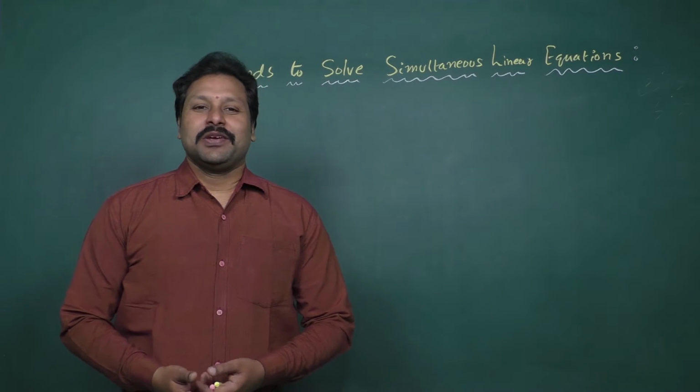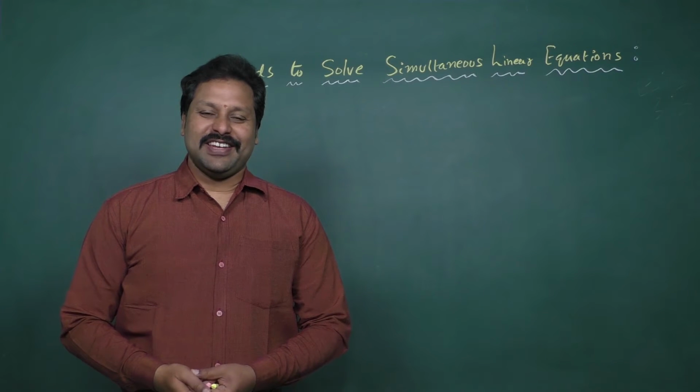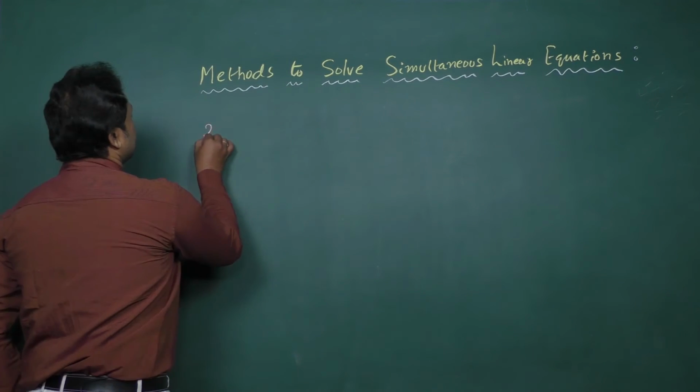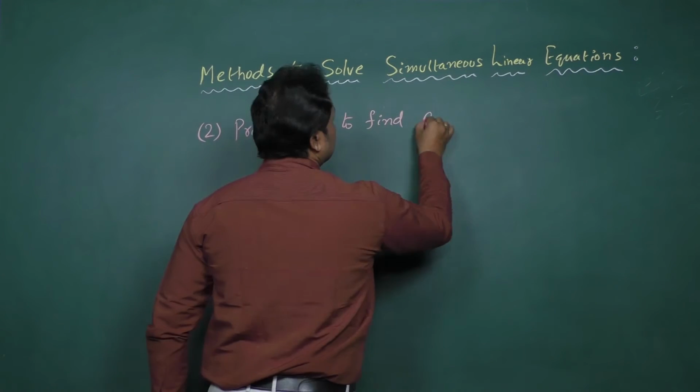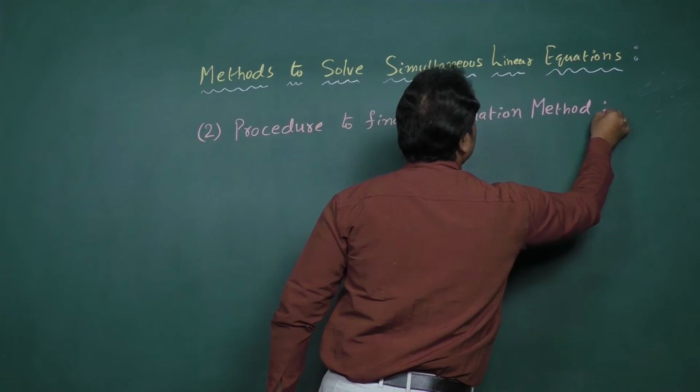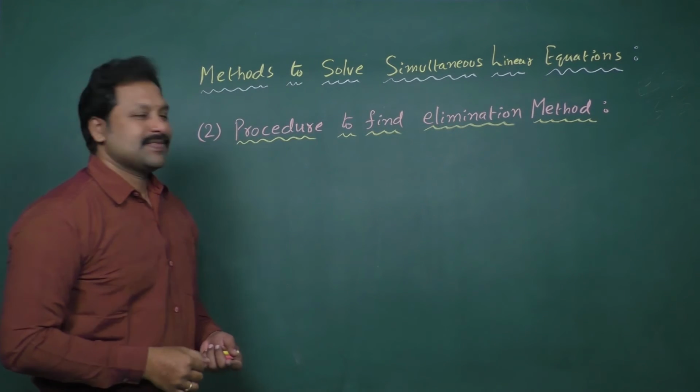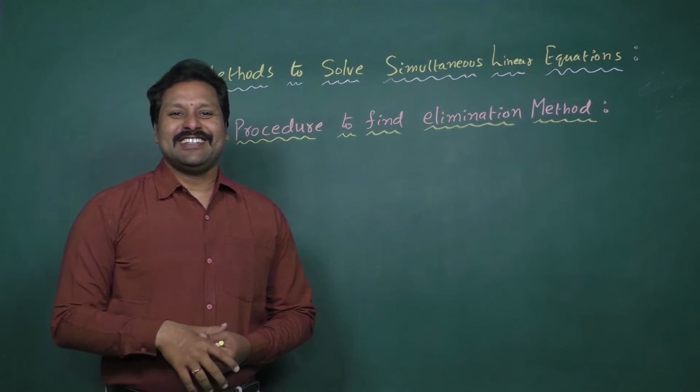Next method, procedure to find elimination method. Let us try to learn through example. Question is, solve the equations 4x minus 3y equal to minus 8 and 2x plus y equal to 6.